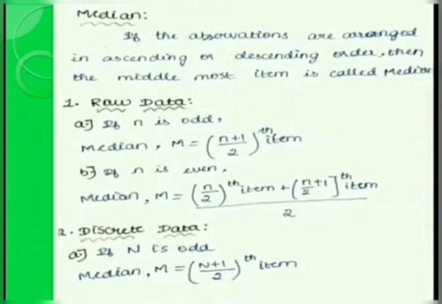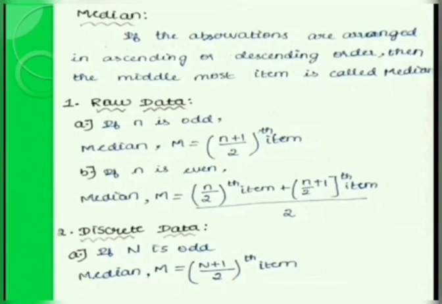Next definition is median. If the observations are arranged in ascending or descending order, then the middlemost item is called the median. Here also we have three data types. First one, raw data. In this data we have two cases: first one is the odd case and then the even case. If n is odd, then our median formula is the (n plus 1) by 2th item. If n is even, then our median formula, capital M is equal to the n by 2th item plus the (n by 2 plus 1)th item, the whole thing divided by 2.